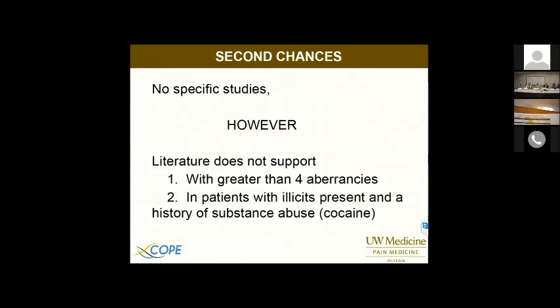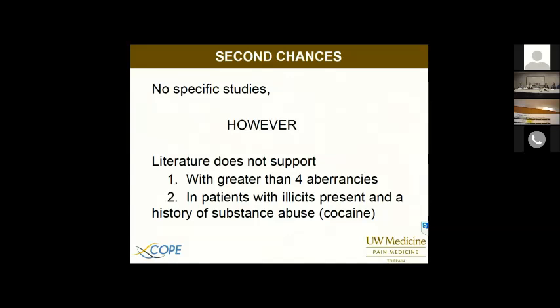There are really no specific studies. However, there is one group from the VA in Philadelphia that did look at things, and they found that when a patient has greater than 4 aberrancies, they're more likely to have an illicit substance appear in their urine. Now, this is 4 aberrancies over an unspecified period of time and unspecified aberrancies. But we do know from this Philadelphia VA group that there are more patients with illicits present in their urine if they have a history of cocaine substance abuse.